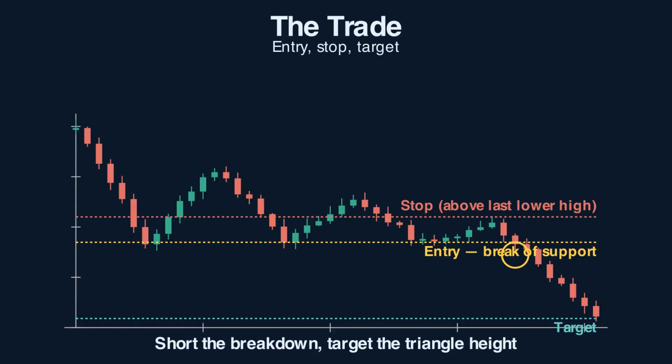Your target is a measured move. Take the height of the triangle at its widest on the left and project it down from the breakdown. And like all breakouts, a retest of the broken support as new resistance often offers a cleaner second entry. Defined risk at the last lower high, a measured target below the floor.